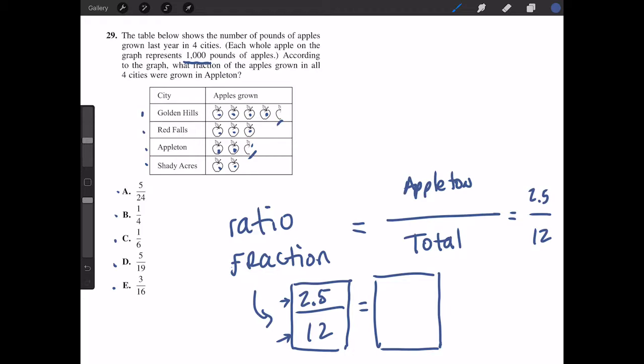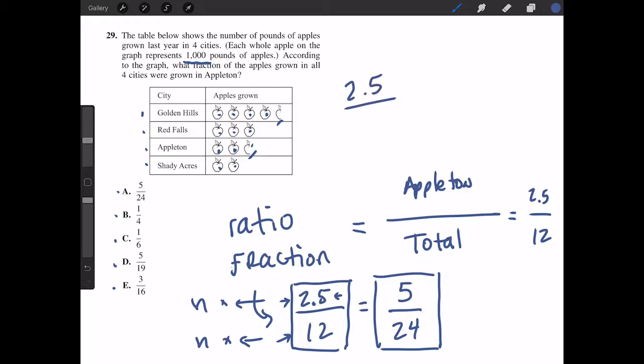Well, remember that if we have a fraction like 2.5 divided by 12, if we multiply the numerator and the denominator by the same number, n, we'll find an equivalent fraction. In this case, a way to make 2.5 into a whole number or integer would be to multiply it times 2. In other words, n would be 2. So 2.5 times 2 is 5. Then we have to do the same thing to the denominator so that we obtain an equivalent fraction. 12 times 2 is 24.